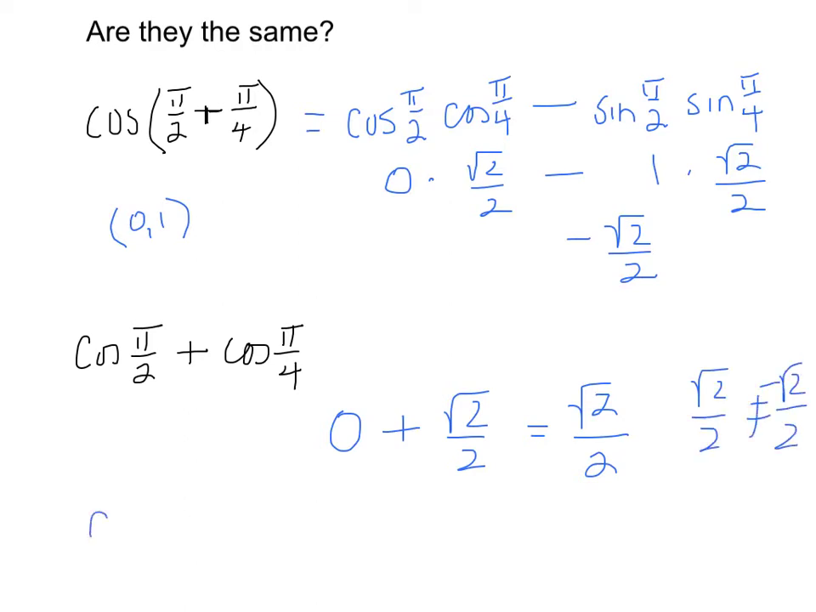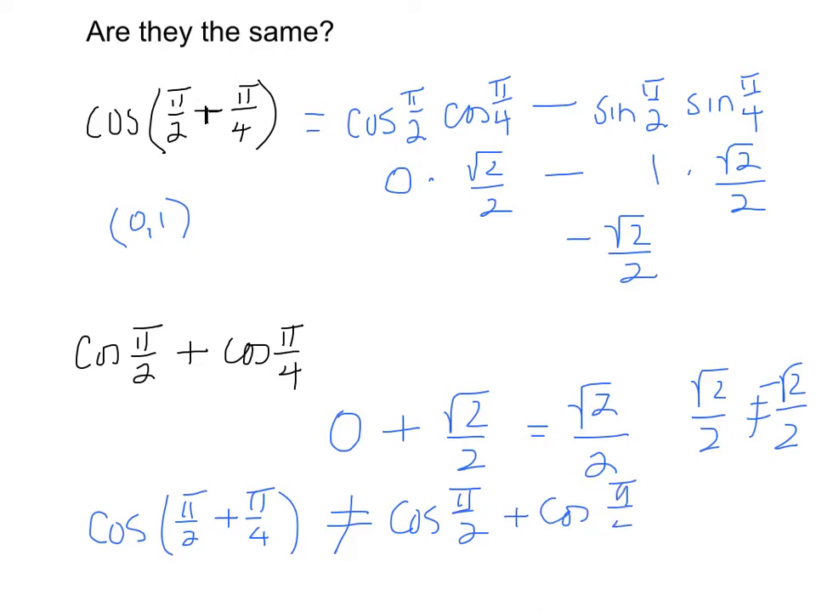So that means that you cannot say the cosine of pi over 2 plus pi over 4 equals the cosine of pi over 2 plus the cosine of pi over 4.